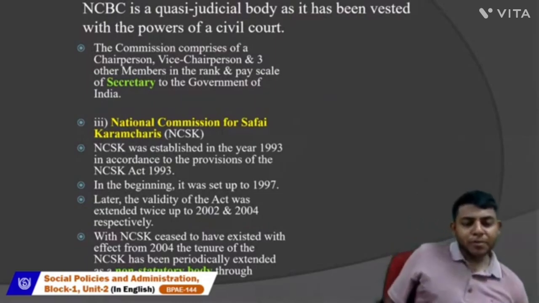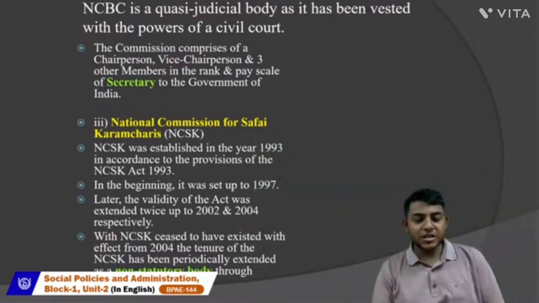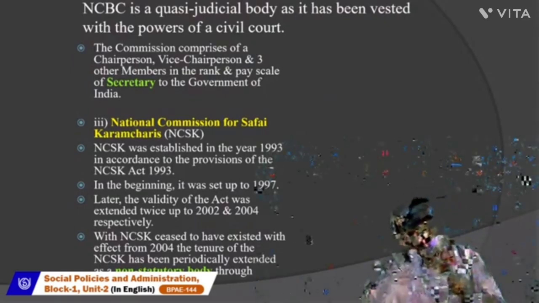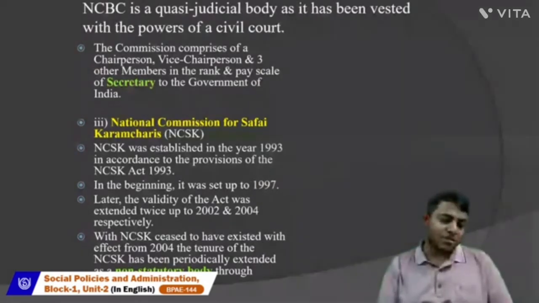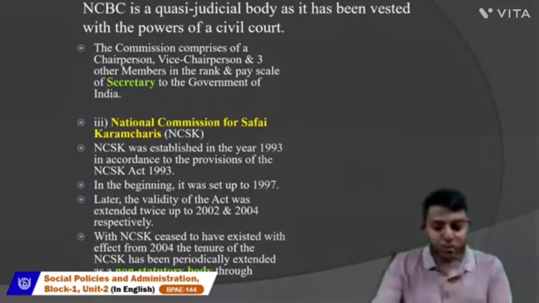So there is also the National Commission for Safai Karmacharis. The National Commission for Safai Karmacharis was established in the year 1993 in accordance with the provisions of the National Commission for Safai Karmachari Act of 1993. In the beginning, it was set up to 1997. Later, the validity of the Act was extended twice, up to 2002 and 2004 respectively, with the National Commission for Safai Karmachari ceasing to exist with effect from 2004. The tenure of the National Commission for Safai Karmacharis has been periodically extended as a non-statutory body through resolutions.